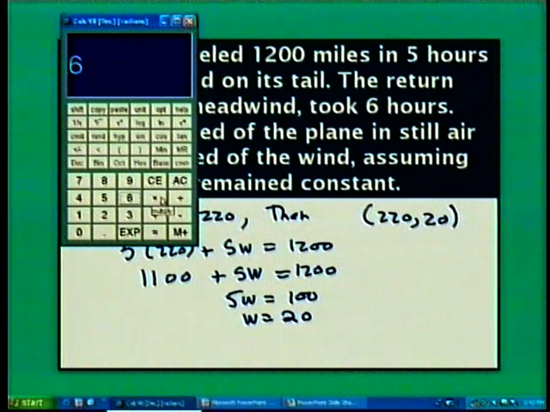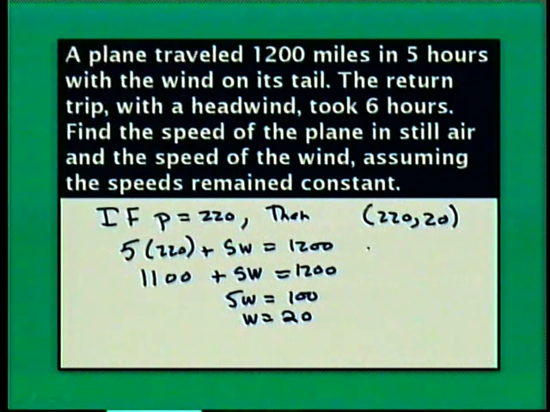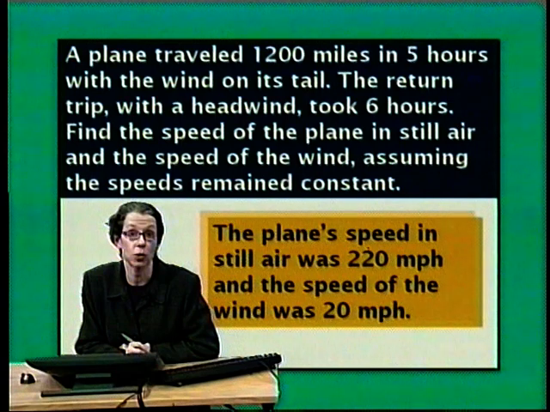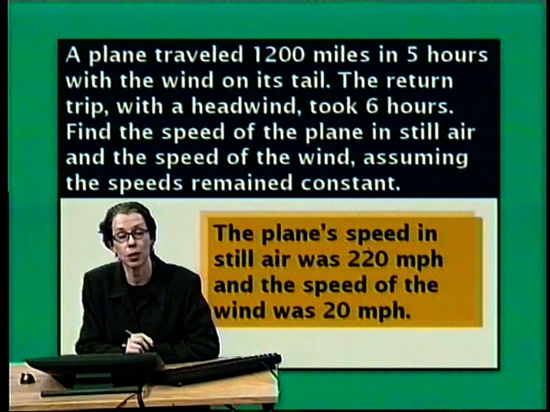Well, with a headwind, it took 6 hours, and if I subtract the speed of the wind from the speed of the plane in still air, that's 200 miles per hour. That's 1,200. So my solution makes sense in the context of the problem. So I can say that the plane's speed in still air was 220 miles per hour, and the speed of the wind was 20 miles per hour.